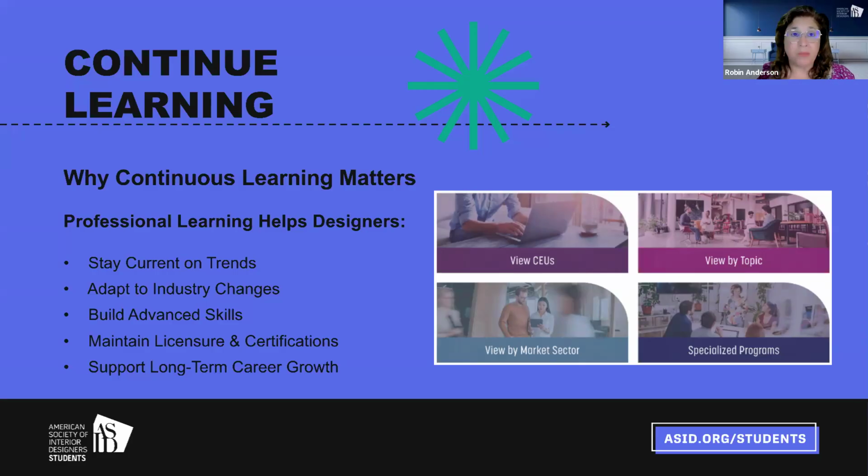You want to try to develop higher level skills or advanced skills beyond what you already have coming out of school. For some of you that are in states that require licensure or registration, sometimes those require CEUs that you have to take on a regular basis in order to renew.